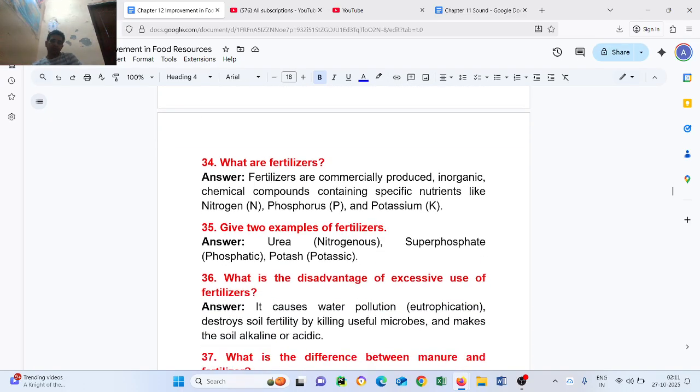Question number 35. Give two examples of fertilizers. Urea, nitrogenous, superphosphate, phosphatic, potash.